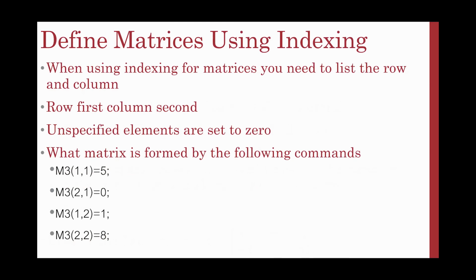You can also use indexing to create matrices. You need to list the row and then the column. The first is the row, the second is the column. Again, it's row, column. Unspecified elements are automatically set to 0.